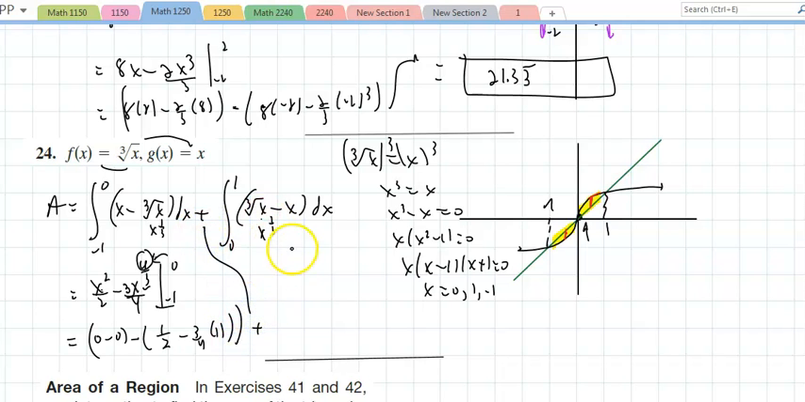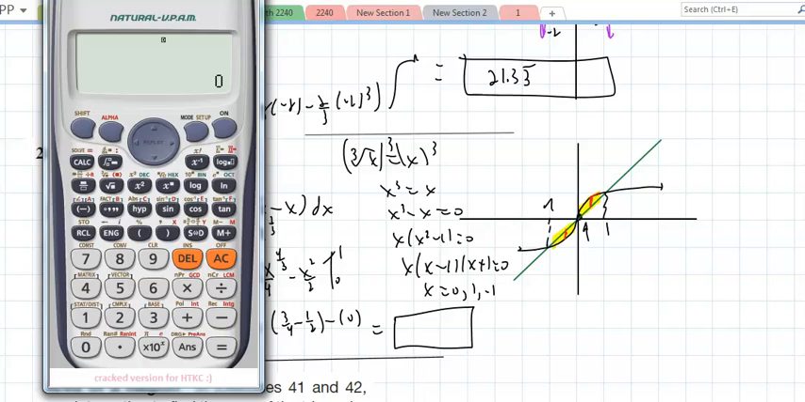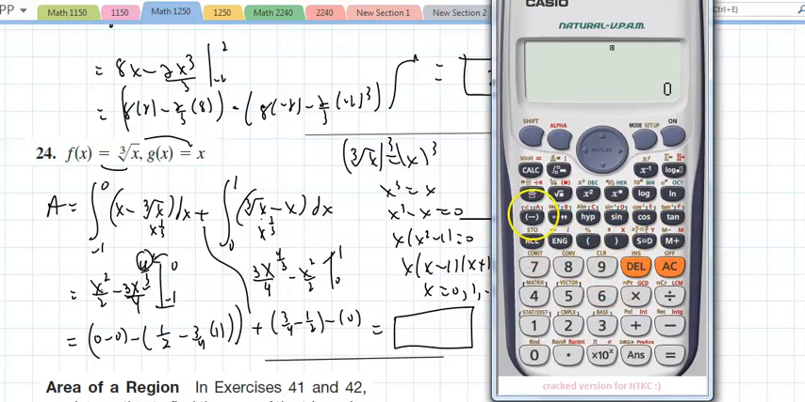Plus, and here I'll get the same thing, except I'm going to get x to the 4/3, divide by 4/3, you multiply by the reciprocal, evaluate it from 0 to 1, so throw the 1 in, you'll get 3/4 minus 1/2 minus 0. And I'm going to throw all of this in my calculator, and here it is. I'm going to take a negative 1/2 minus 3/4 plus 3/4 minus 1/2. I'll get a half.